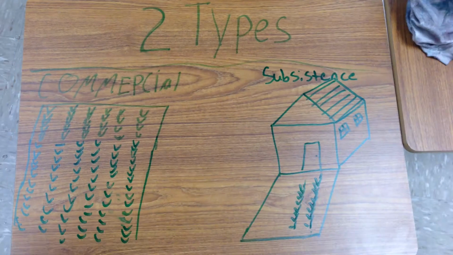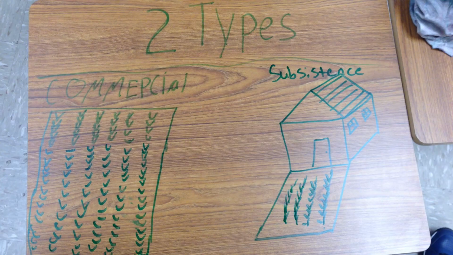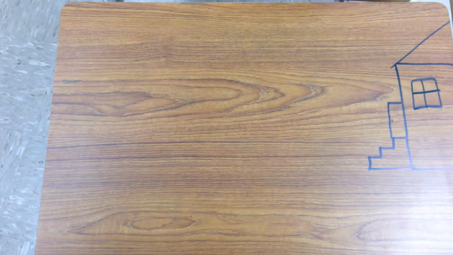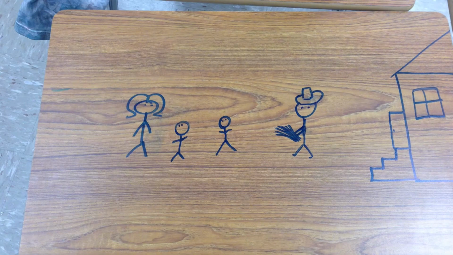Agriculture farming is done on two different types of scales, subsistence and commercial. Subsistence farming is done on a small scale and they grow crops to feed the family. You can usually see this type of farming in less developed countries.